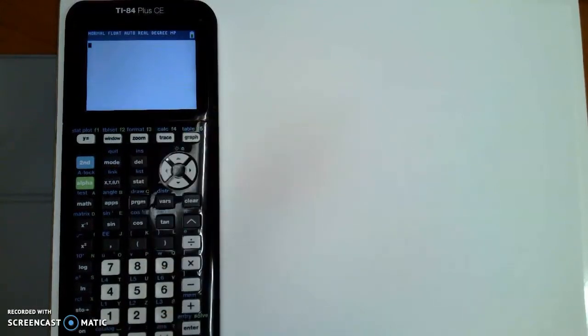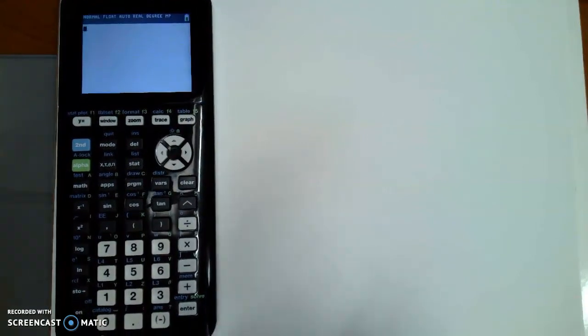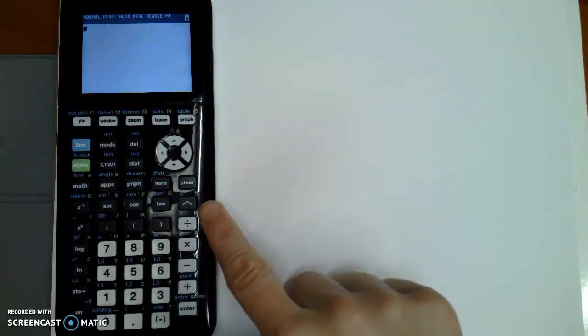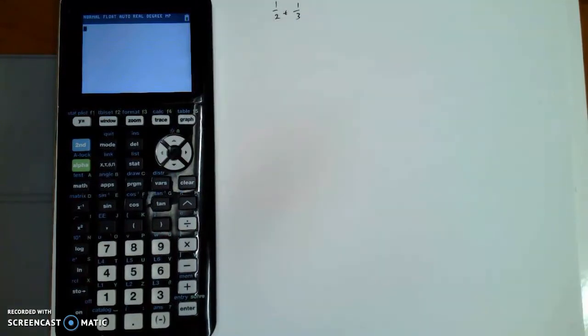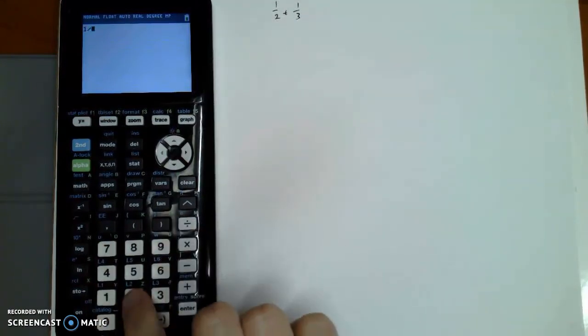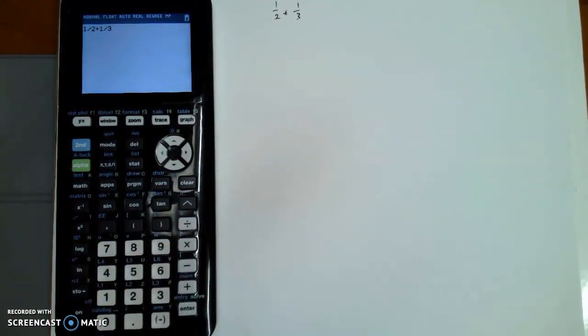TI-85 or TI instructions. Again, for mine, I'm using the TI-84 Plus CE, but most of these will be the same for any TI calculator. Let's look at doing computations with fractions. Now, most of the time, I'm just going to use the division key. So if I say I want to do a half plus a third, I usually just enter that as 1/2 plus 1/3 like that, where I am entering them as division.